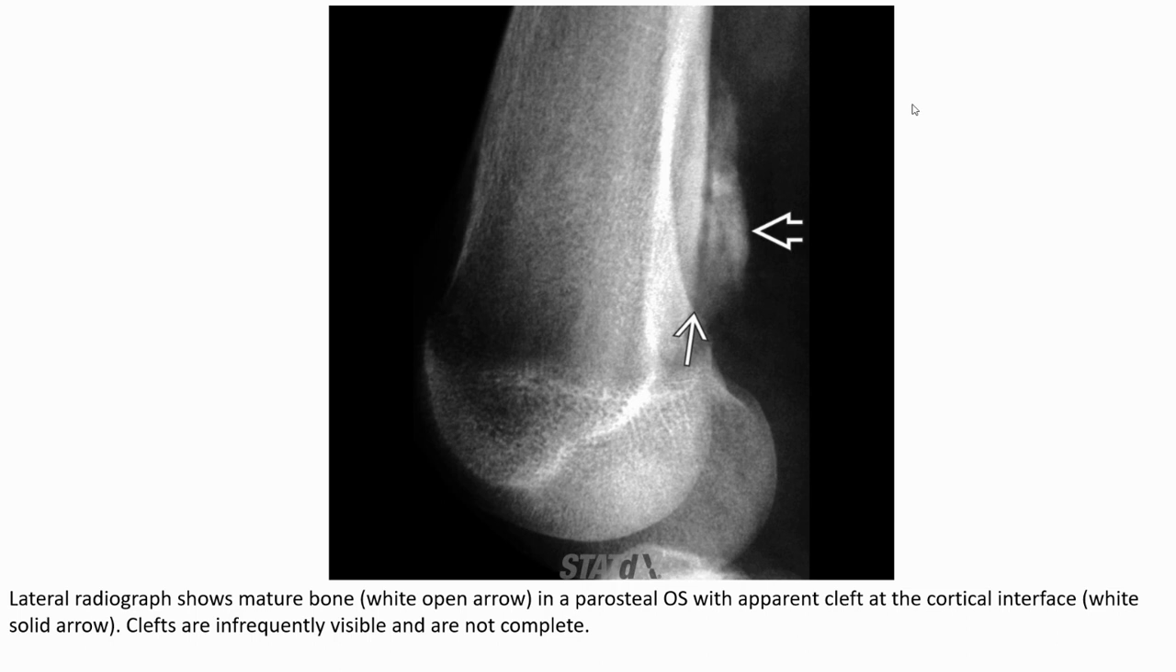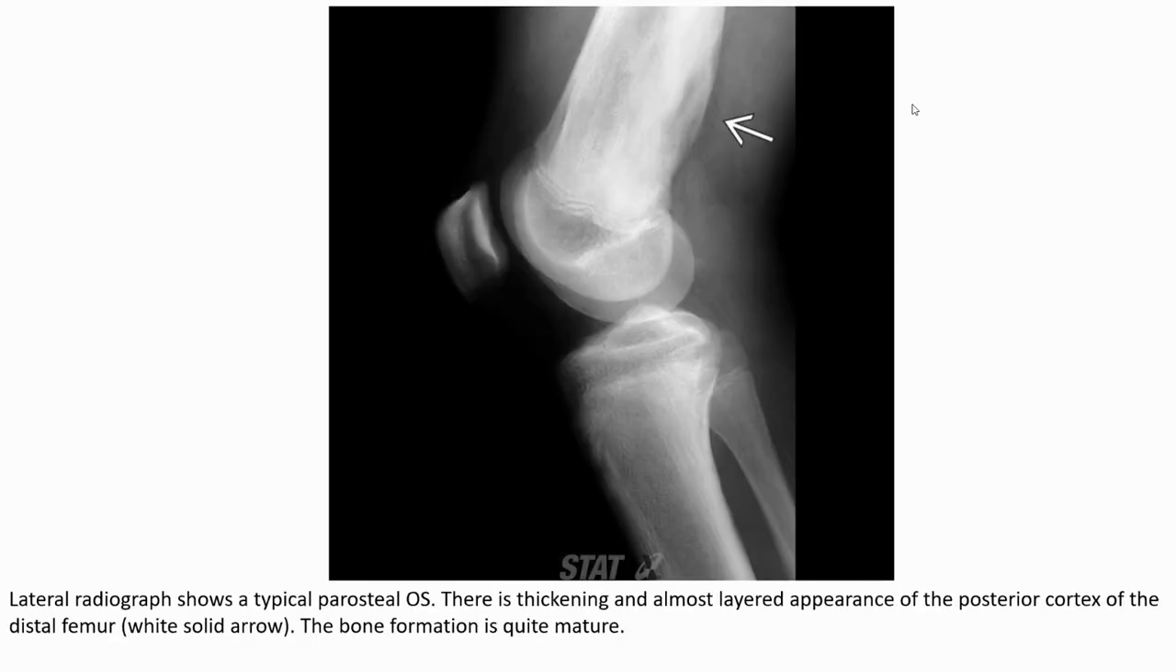Lateral radiograph shows major bone in a parosteal osteosarcoma with an apparent cleft at the cortical interface. The cleft is infrequently visible or it is not complete. Lateral radiograph shows a typical parosteal osteosarcoma.